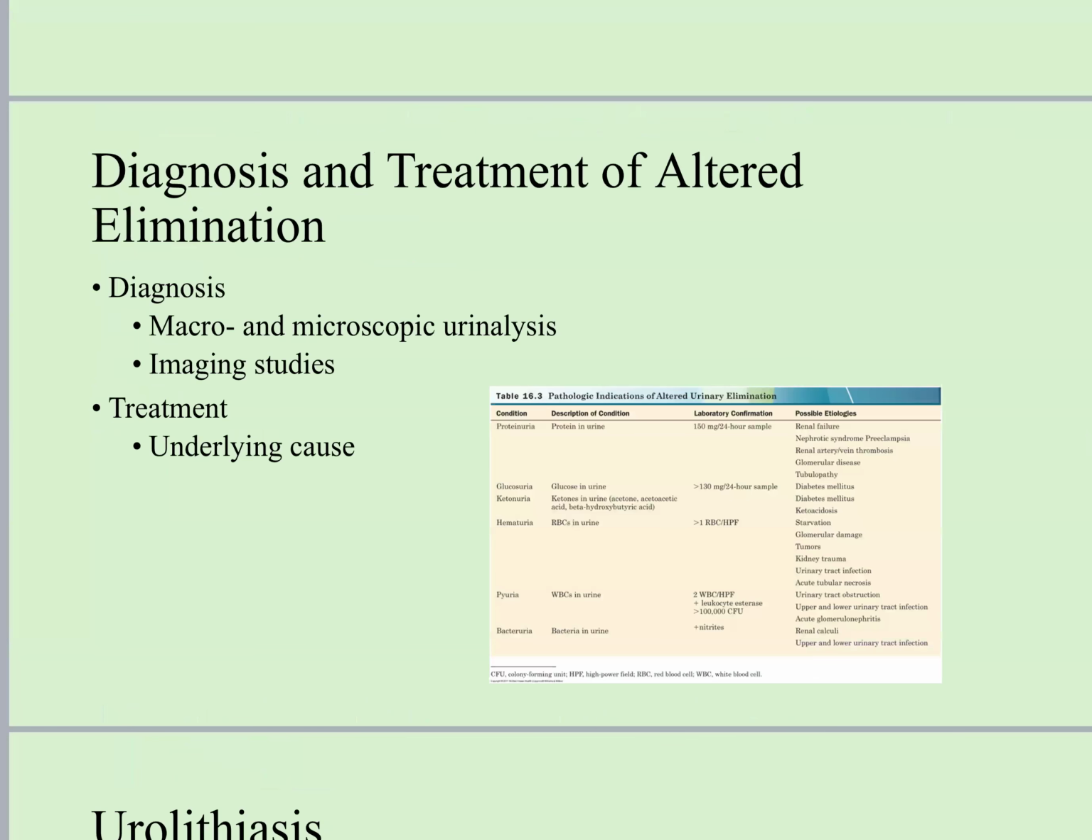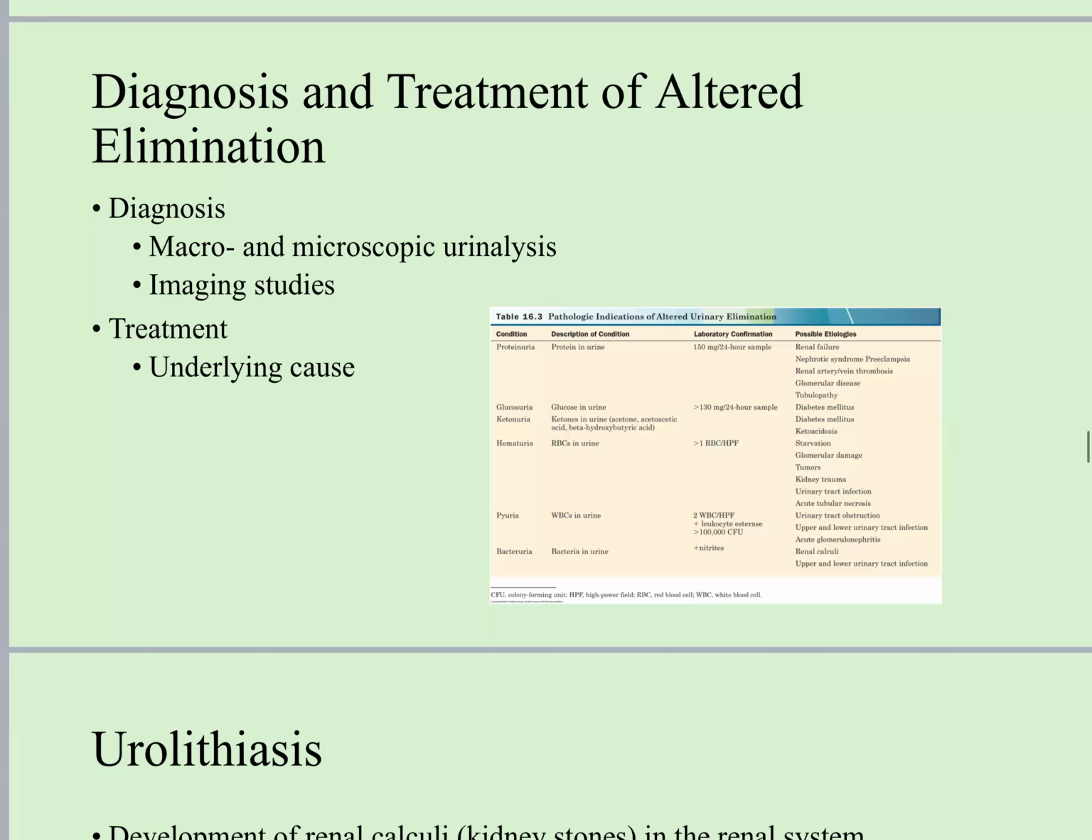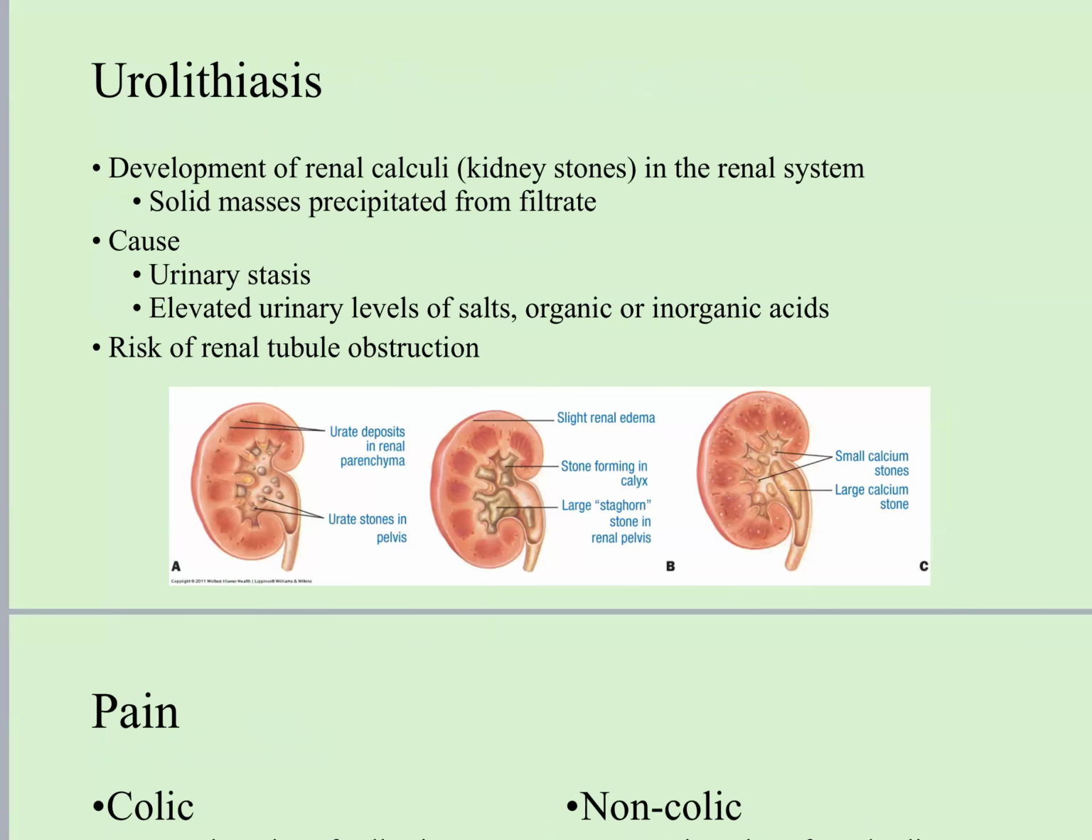So, what do we use to diagnose and treat altered elimination issues? Well, macro and microscopic urinalysis, so just kind of like having it looked at with the naked eye, but also looked at under a microscope to really see the components. Imaging studies might be called for. Ultimately, we have to treat the underlying cause. So moving into our first exemplar, there's urolithiasis. So that's a fancy word for a kidney stone.